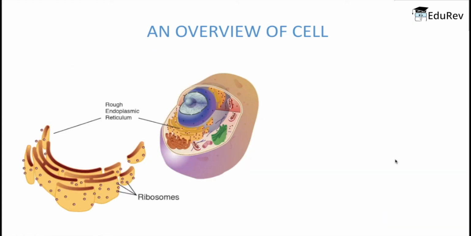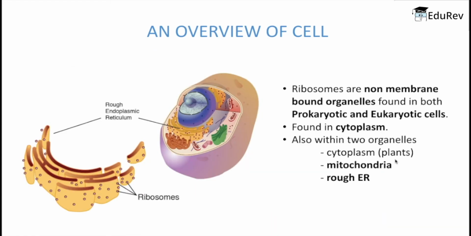Now the cell organelles, ribosomes. Ribosomes are non-membrane bound organelles that are found in both prokaryotic and eukaryotic cells, suspended inside the cytoplasm. But interestingly, they are also found within two organelles. The first one is the mitochondria, here is where you can find it. And another one is the rough endoplasmic reticulum.